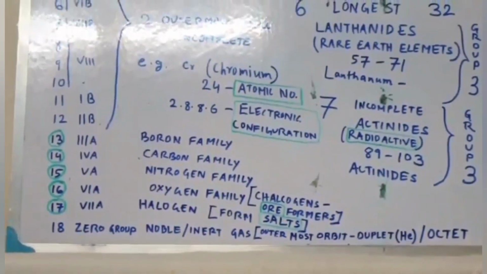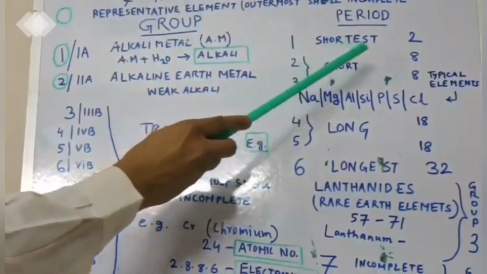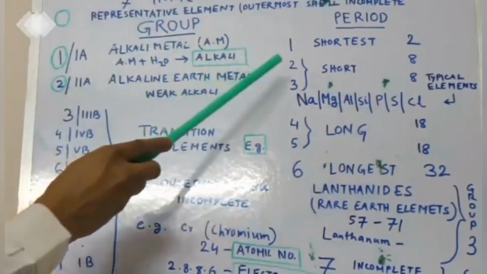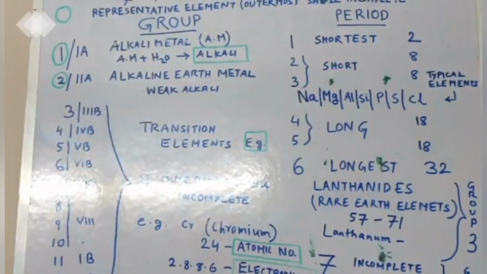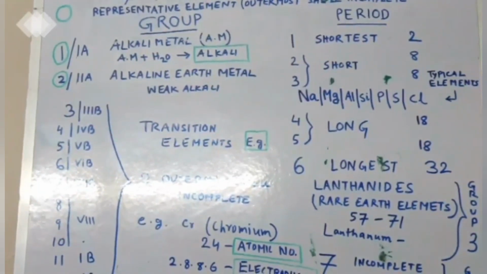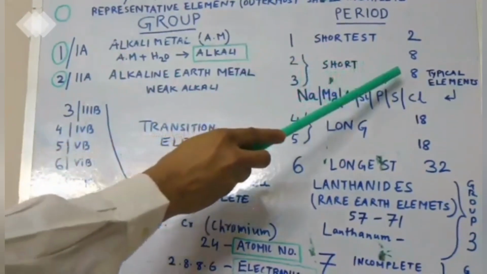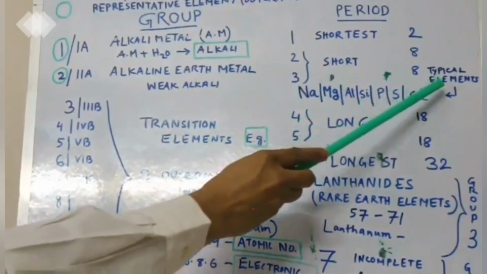Now we are coming to period. Period number 1 is the shortest period consisting of 2 elements. Periods number 2 and 3 are short periods consisting of 8 elements each. Now, period number 3 consists of 8 elements. These 8 elements are known as typical elements.